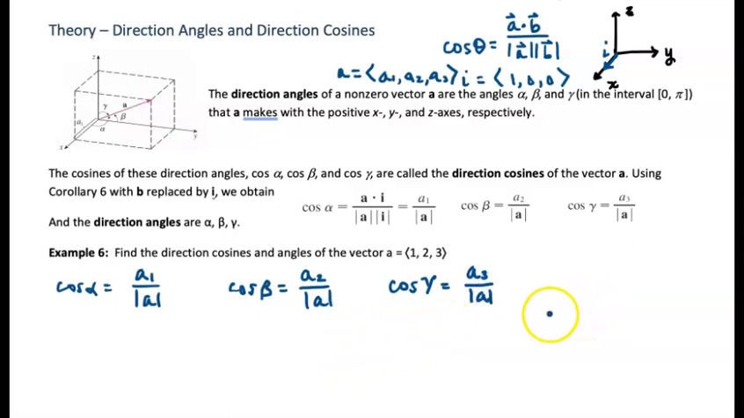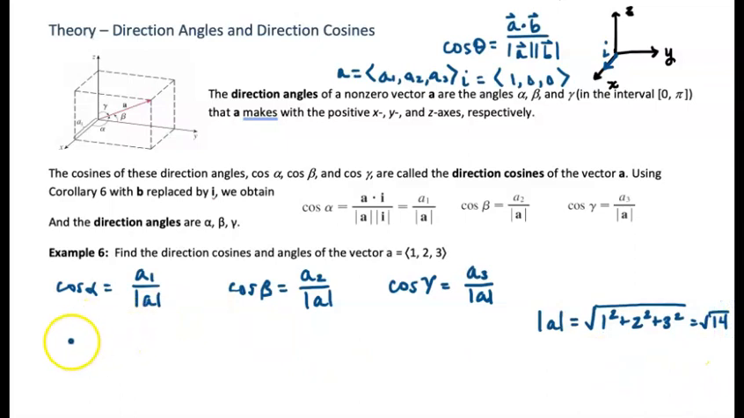All right, let's start by finding the magnitude of A. The magnitude of A is just going to be the square root of 1 squared plus 2 squared plus 3 squared. The square root of 1 plus 4 plus 9 is 14, and so the magnitude is the square root of 14.